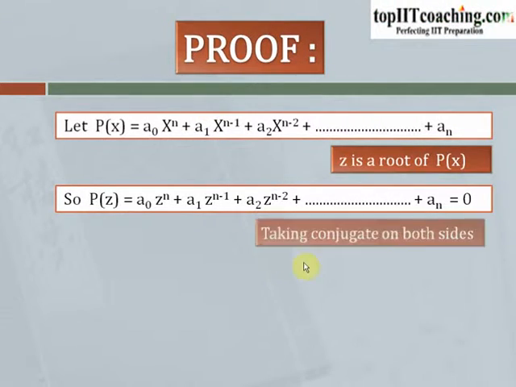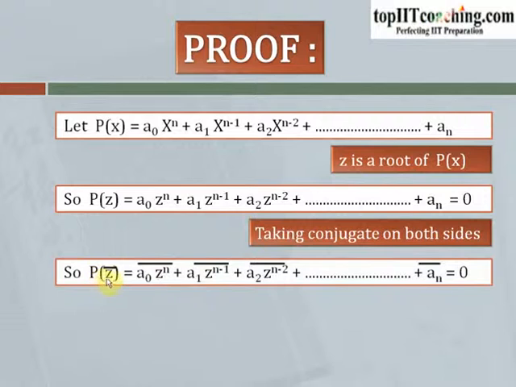Now what we do is, we take conjugate on both sides of this equation. When we take conjugate, what we get is P of z conjugate equal to the conjugate of a0 into z to the power of n plus conjugate of a1 into z to the power of n minus 1 plus conjugate of a2 into z to the power of n minus 2 and so on up to the conjugate of an, and this should be equal to 0 because the conjugate of 0 is equal to 0.